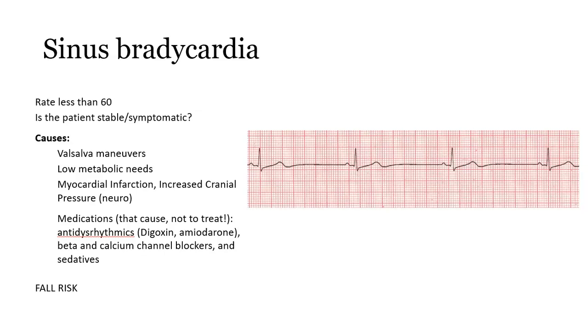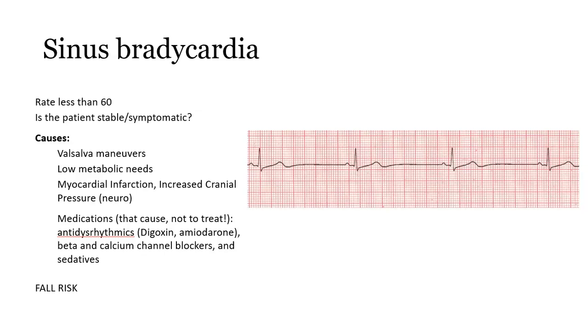Low metabolic needs. Again, if you're young and healthy, your heart may function very well at a little below 60. So if we don't have a lot of needs, if our body is not needing extra oxygen or extra ability to fight infection, or we're not dehydrated and so the heart has to work hard to pump blood around the body, then it may function very well with good cardiac output at a little less than 60.